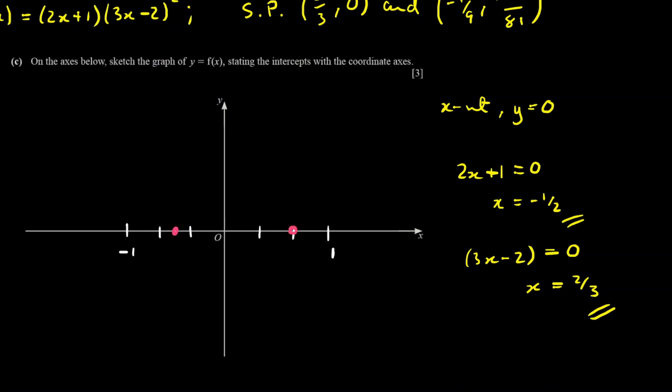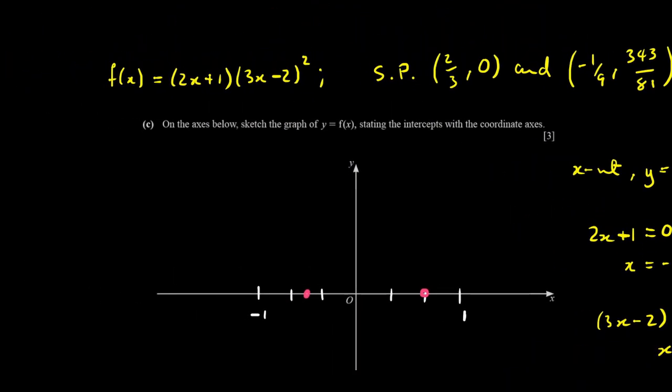How are we going to get our y-intercept? The y-intercept is when x is equal to 0. So how would we do that? Well, we substitute x is 0 into our function. So what we would get is 0 plus 1, which is just 1, 0 minus 2, which is minus 2. We've got minus 2 all squared, which is 4, and then 4 times 1 is just 4. So I will state that the y-intercept is 4, and I'll just put 4 there. It doesn't have to be super accurate, really. So here's 4, and so we know that we're going to be going through there.